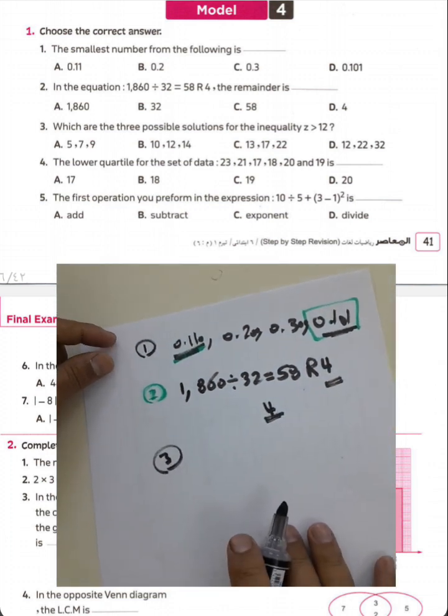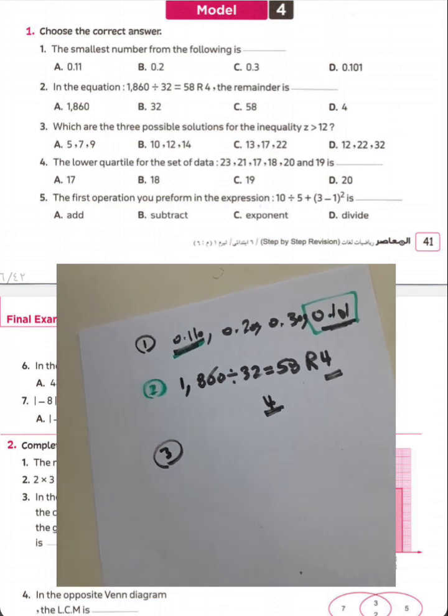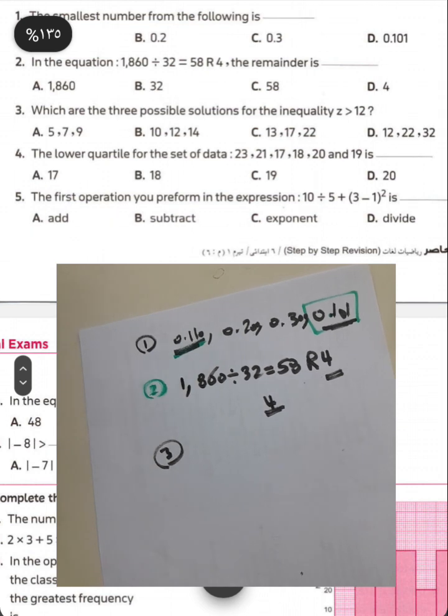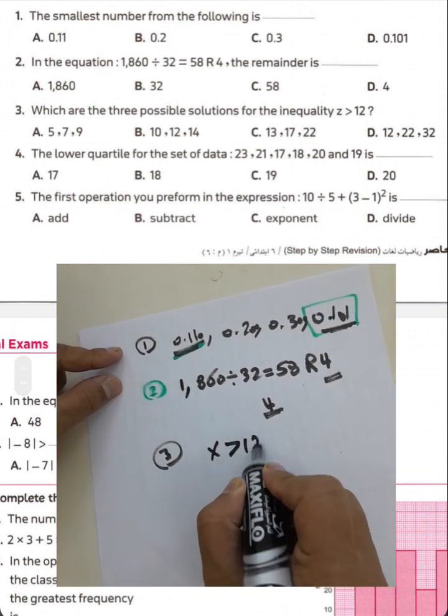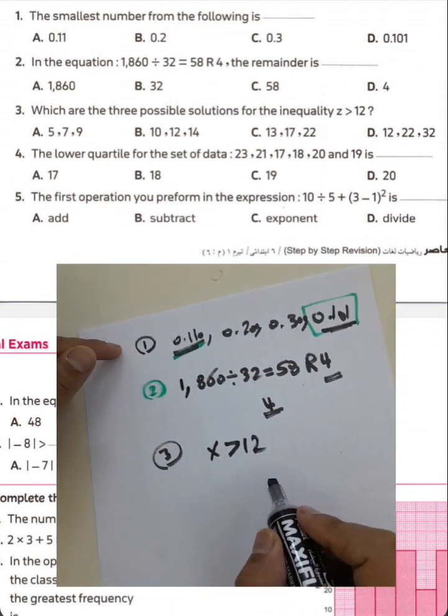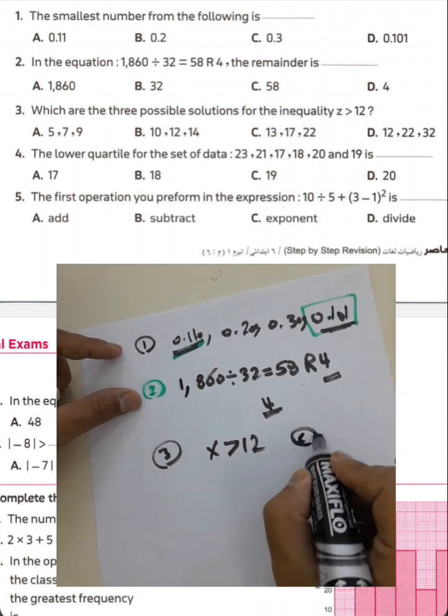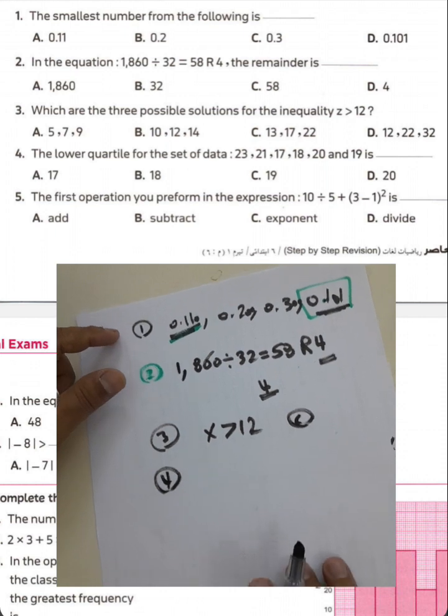Question number 3. Which are 3 possible solutions for the inequality? We have x greater than 12. Can you tell me? We have 13 and 17 and 22. Choose letter C.